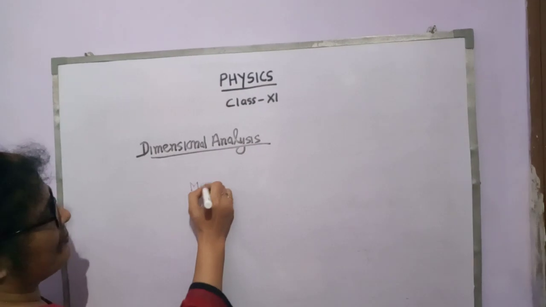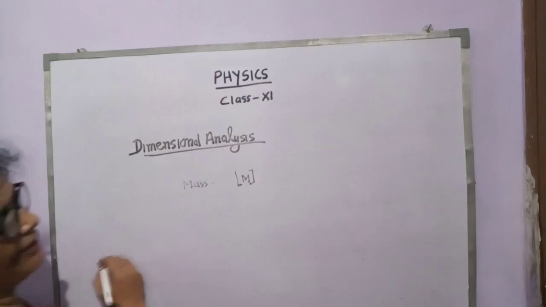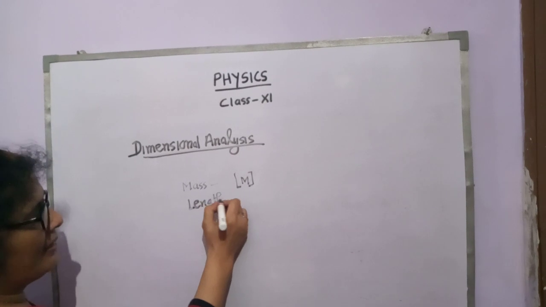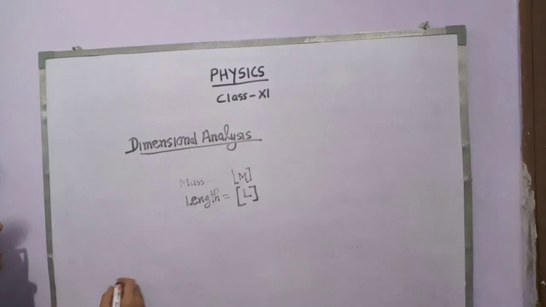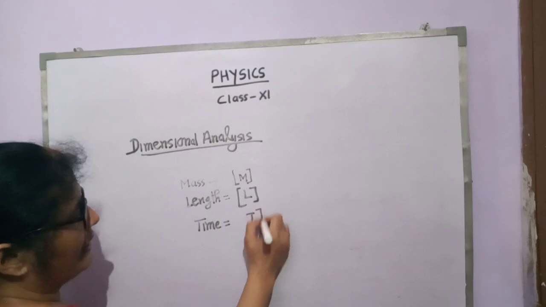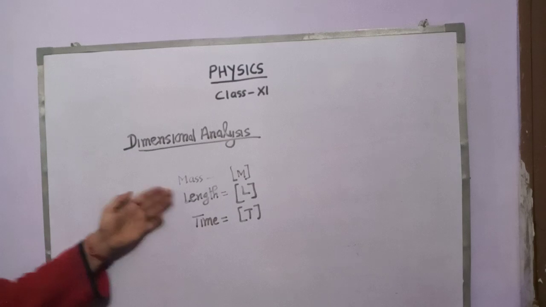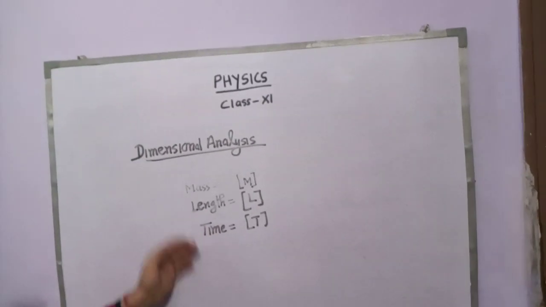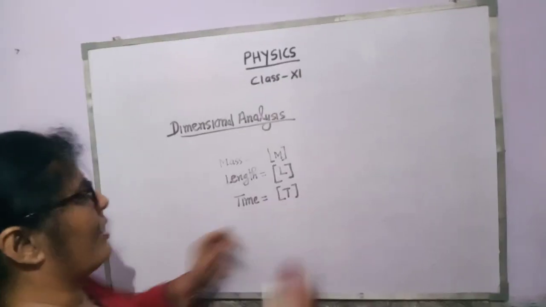Mass is represented here by capital M, and it is placed within the square bracket. Length is represented by capital L. It is also placed in the square bracket. Time is represented by capital T, and it is also in square bracket. We are using only three fundamental quantities: mass, length, and time. They are always represented by capital letters, and these letters should be enclosed within the square bracket.